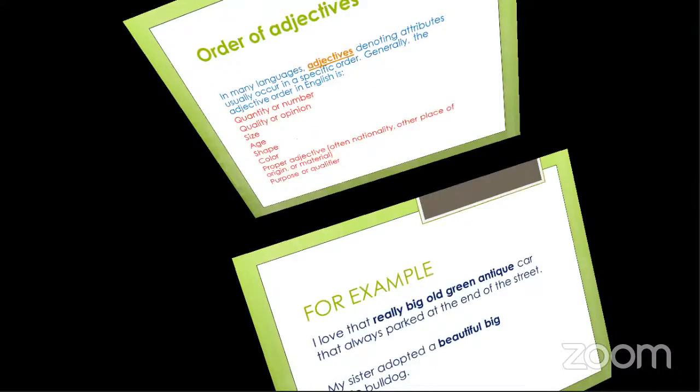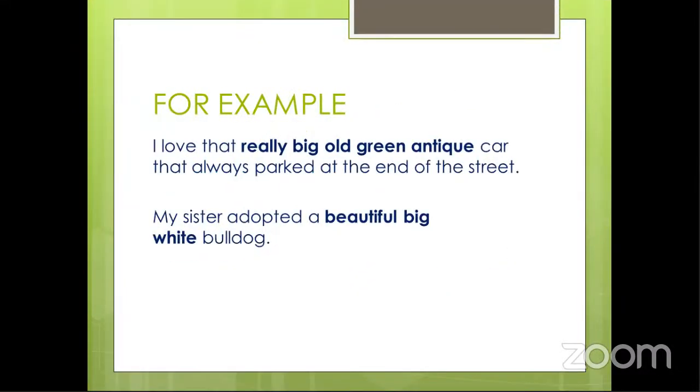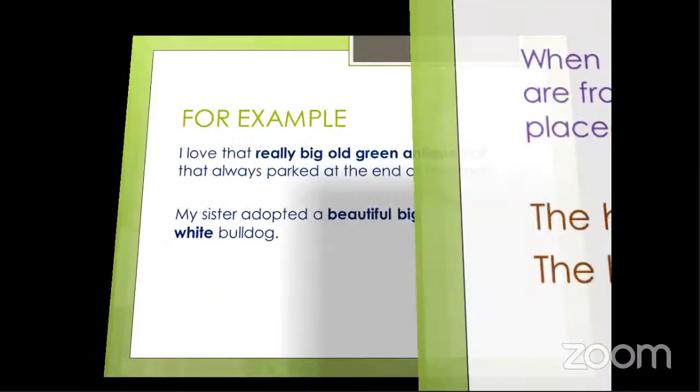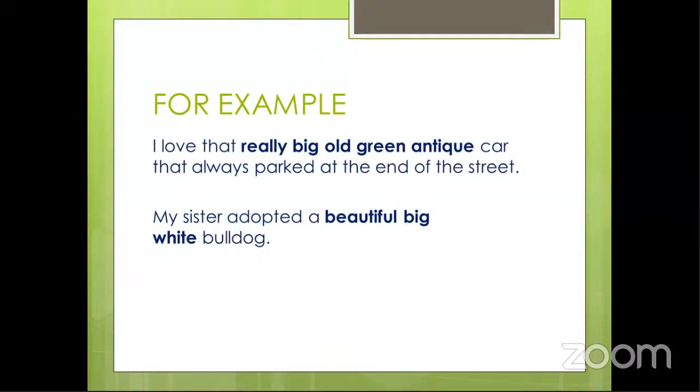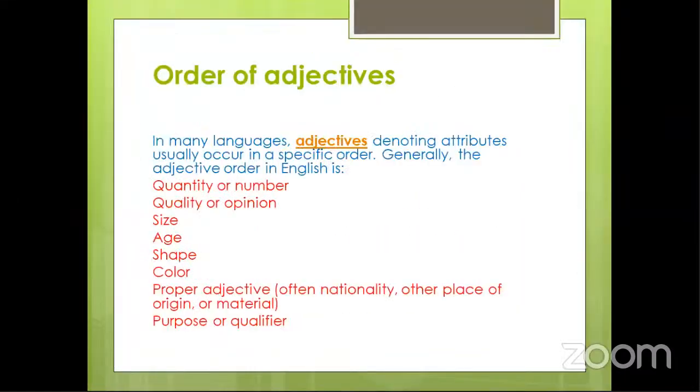So in here, you see we have big. Big is the size. We have old, which is age. We have green, which is color. We have antique. Where does antique belong, members? Where does it belong?